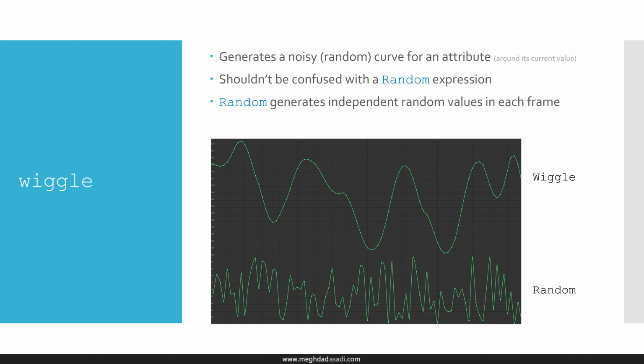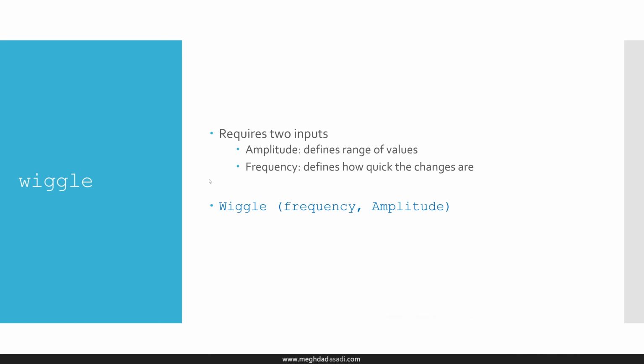It's important to understand that we still need to provide it with some information so it knows what range we are interested in and also how fast we want these changes to happen. Whenever we want to write a wiggle expression, we need to provide it with those two pieces of information. The first one that defines the range of the values is called amplitude, and the second one is defining how quick the changes are supposed to be, or how fast the wiggle is supposed to change its values. This one is called frequency, and it defines the frequency of this wiggle expression.